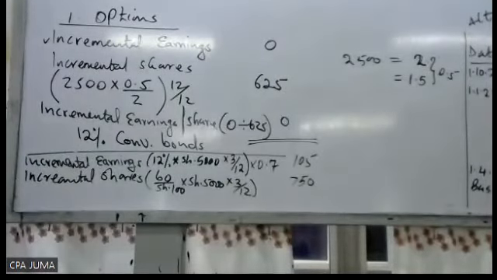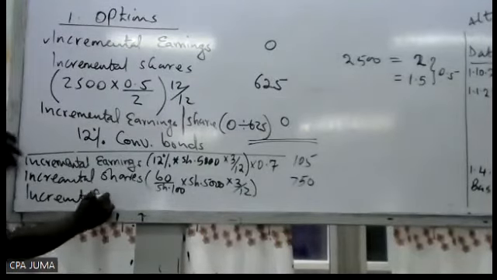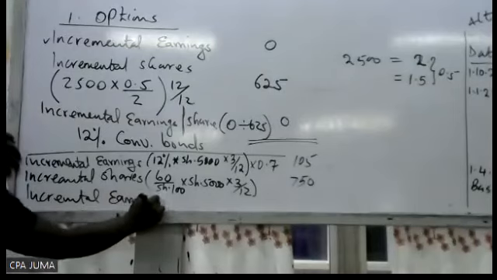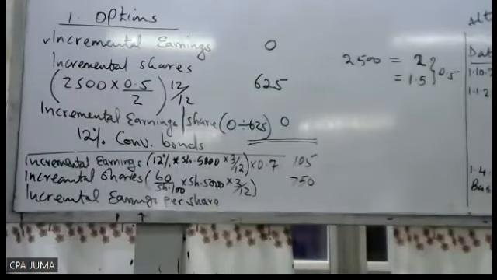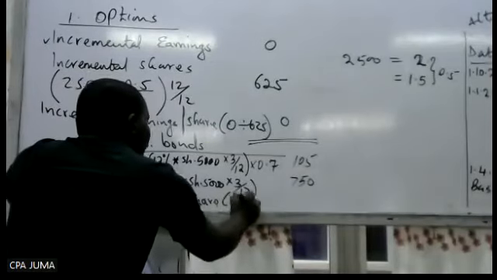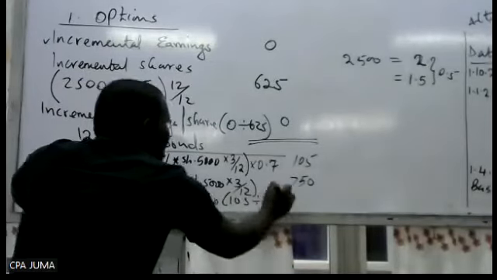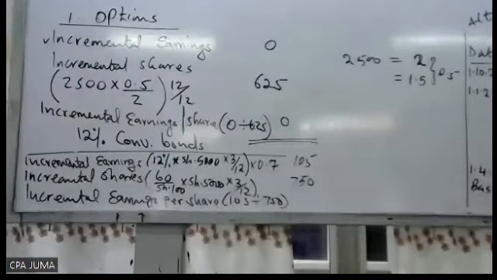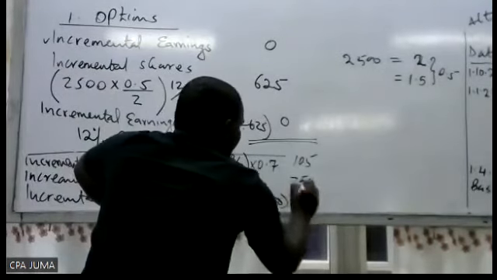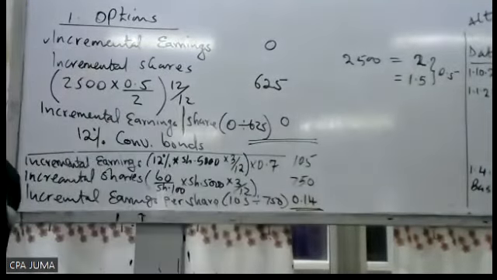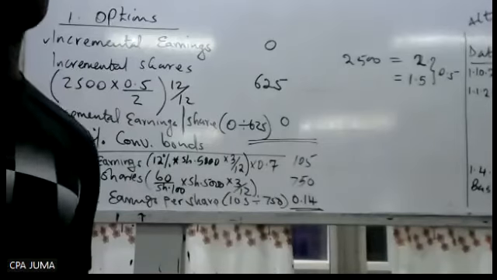So incremental earnings per share. You take 105, you divide by what? 750. 105 divided by 750 is 0.14. So I want to rank them.